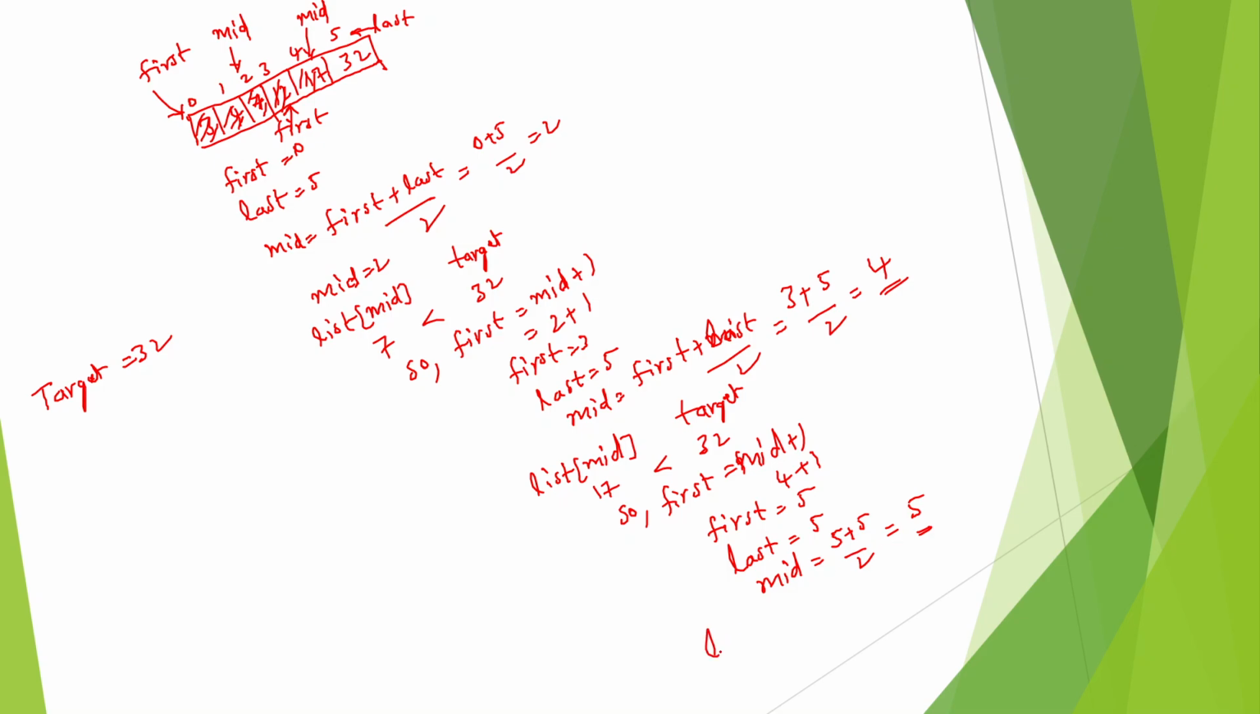So again list of mid on one side, target on the other side. Obviously list of mid is list of 5. How much is the target? It is 32, and list of mid is also 32. So 32 equals 32, a perfect match, isn't it? So target found at index 5. We return mid, at index mid, which is 5, like this.